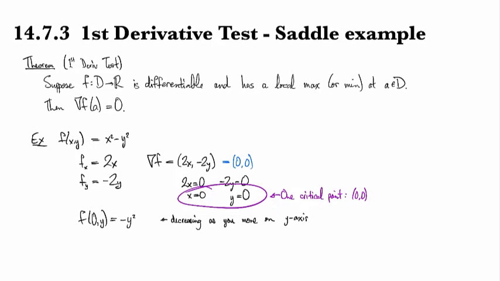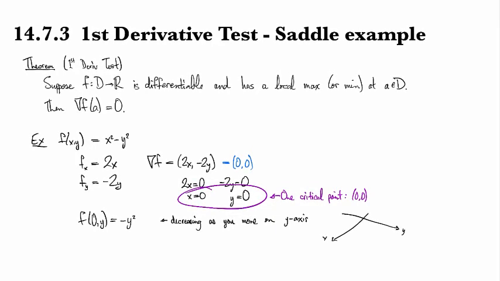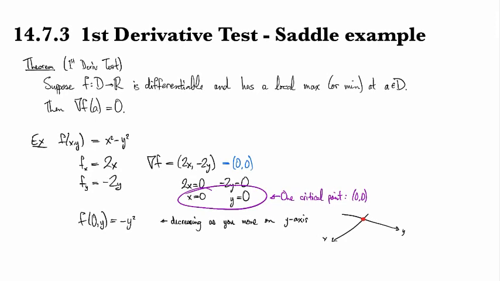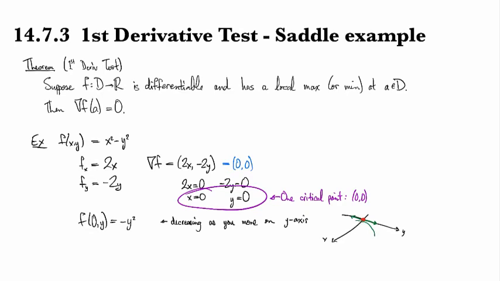Right, so if we are sketching this guy, then it's saying that if we start from our critical point here at the origin and we go this way, then it's going to be decreasing, and if we go this way, then it's also going to be decreasing.